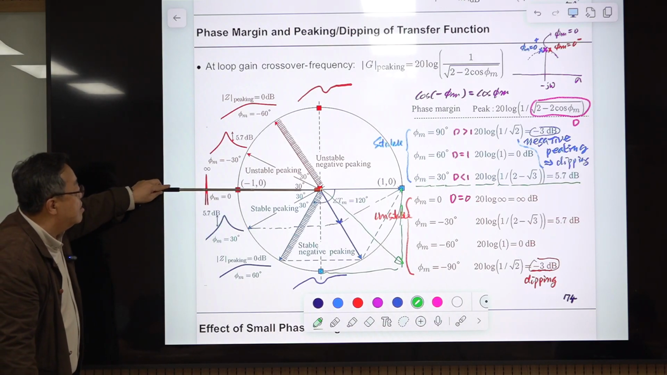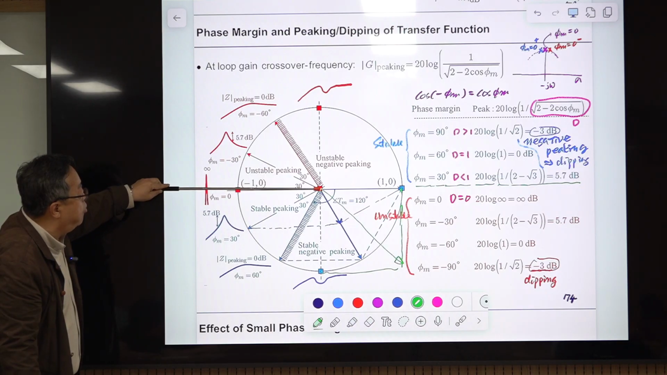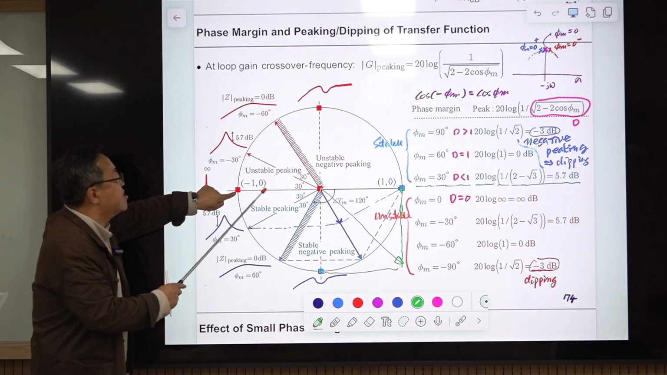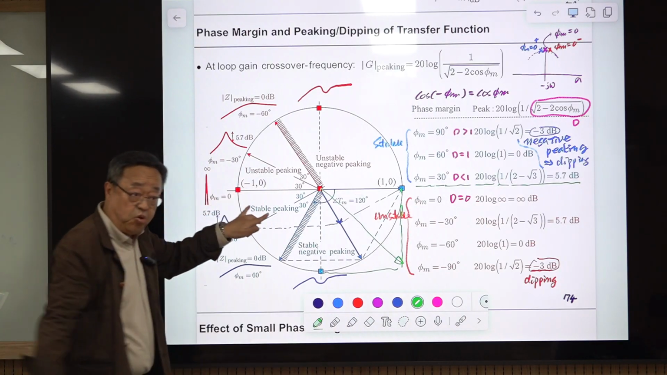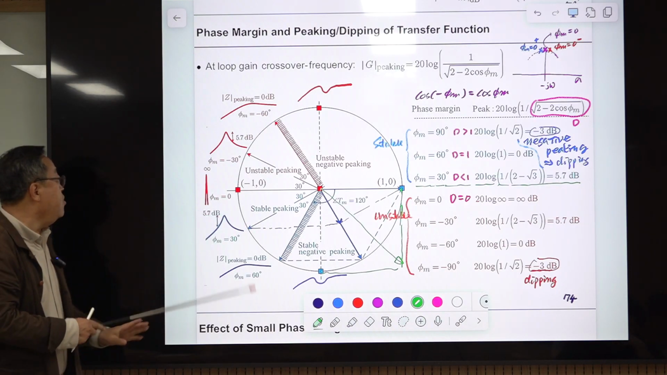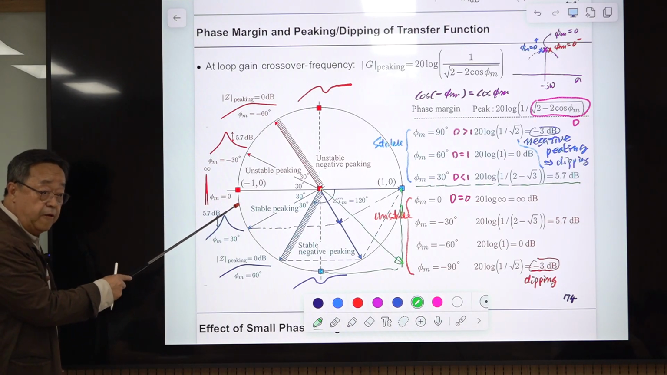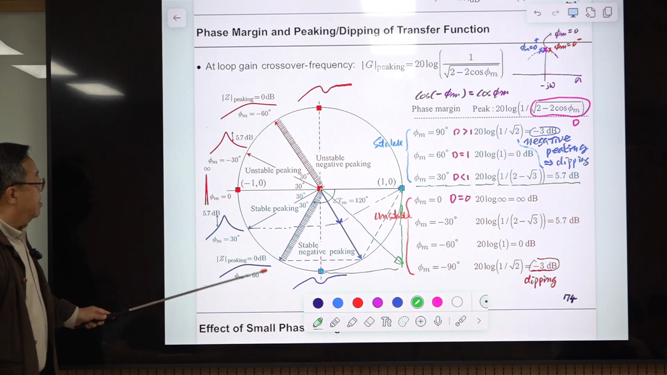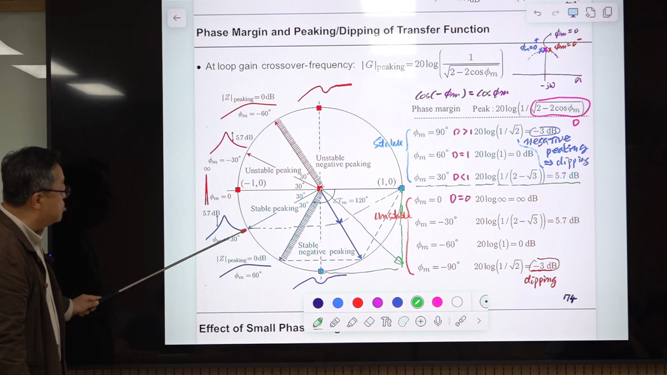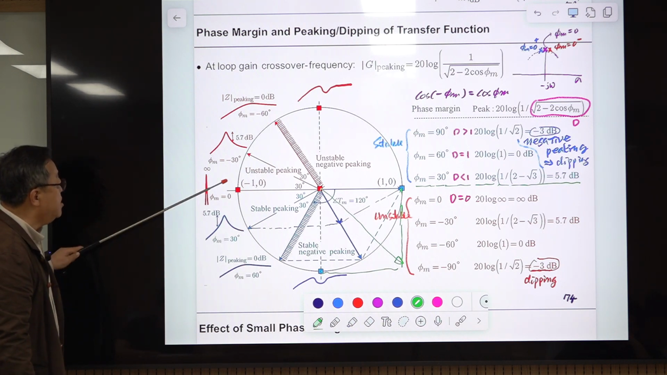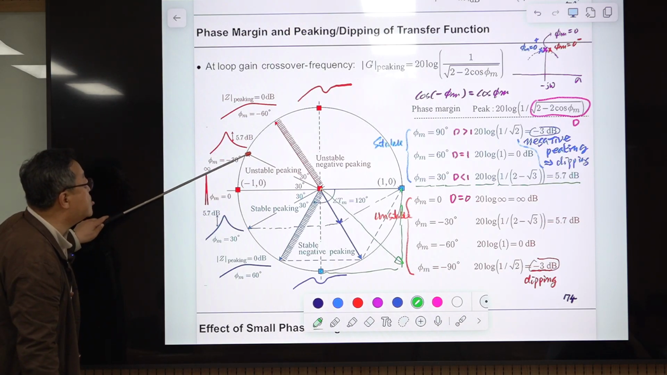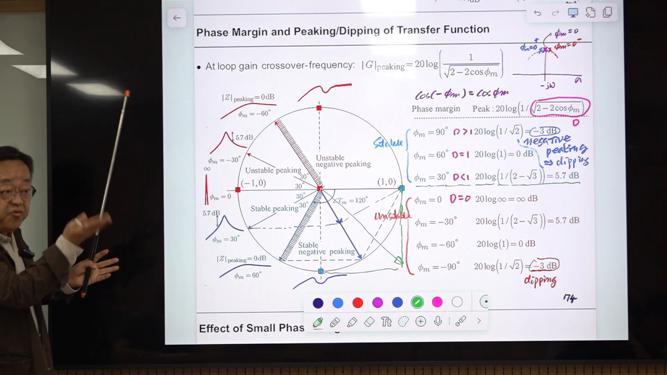When there is a polar plot of loop gain, snapshot is here, then the length sum of this and this is 0, okay? They have the same length but out of phase, okay? So 0, so there is infinity peaking, right? So when this phase margin is large, then there is no peaking. Smaller phase margin, we have some peaking. With 0 phase margin, you have infinity peaking. With negative phase margin, you have infinity times infinity peaking.